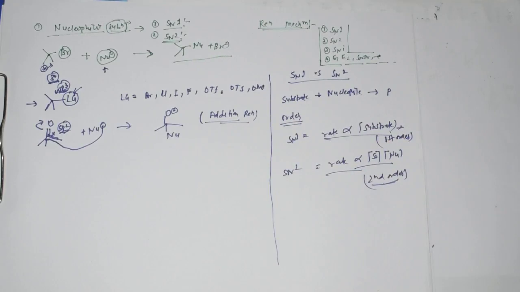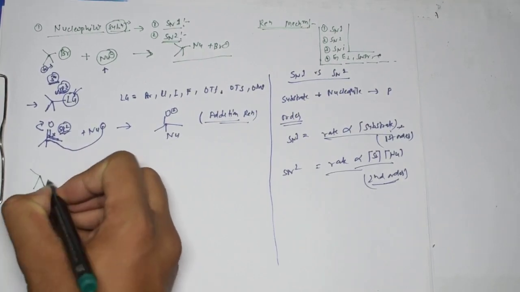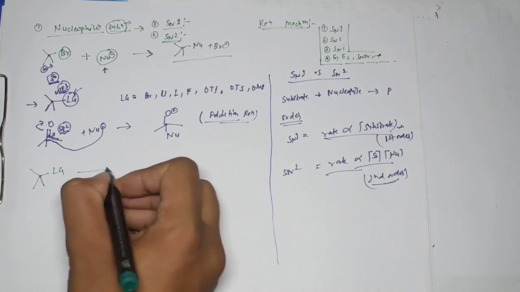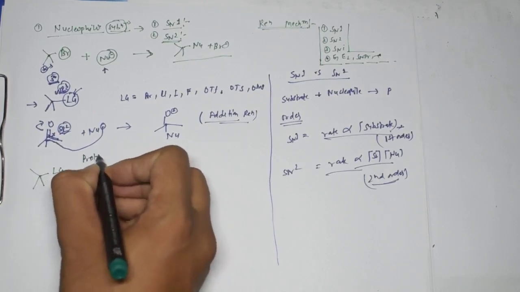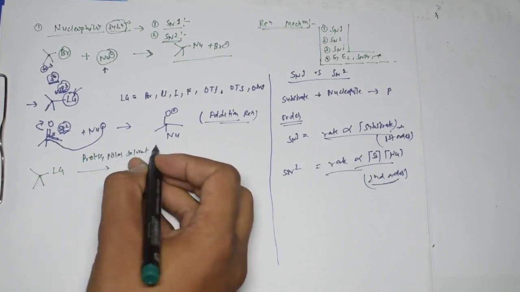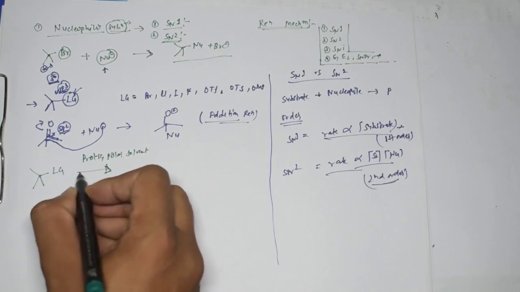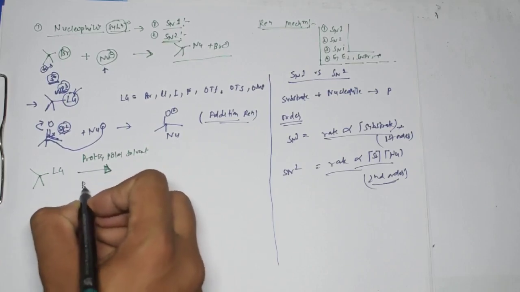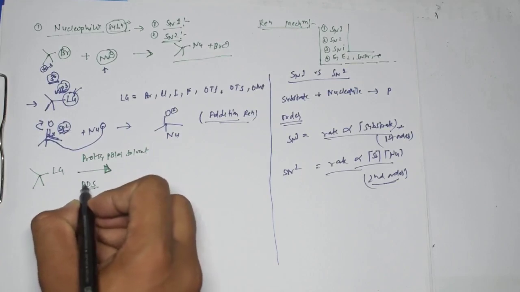Now, so many things are here to discuss, and we will go step by step to understand all the things related to this reaction mechanism. The next thing, if I talk about the SN1 reaction, what happens in case of SN1 reaction? Here we have this leaving group, and in case of SN1 reaction we require protic and polar solvents. The first step is the RDS. RDS stands for rate determining step, right?